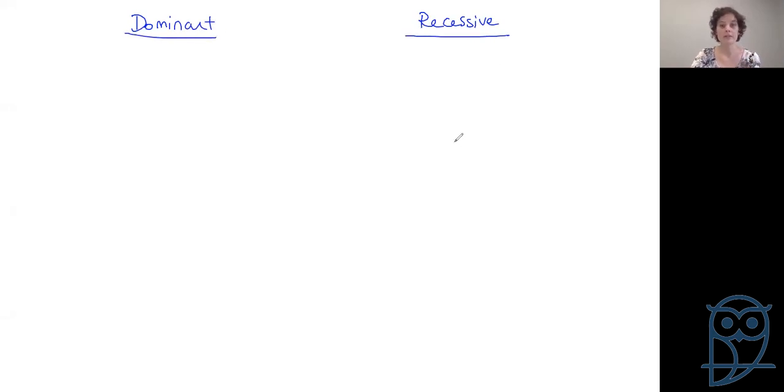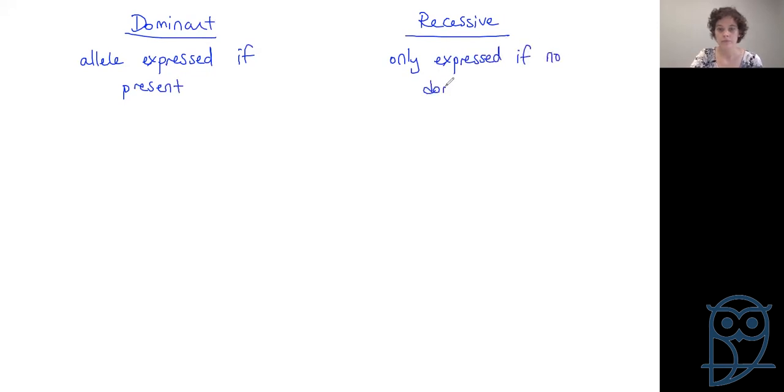So a dominant allele is an allele that is expressed if it is present. A recessive allele is only expressed if there is no dominant allele present. And we use capital letters and lowercase letters in order to differentiate between these two. So for example, we would have capital B for brown eyes, little b for blue eyes.